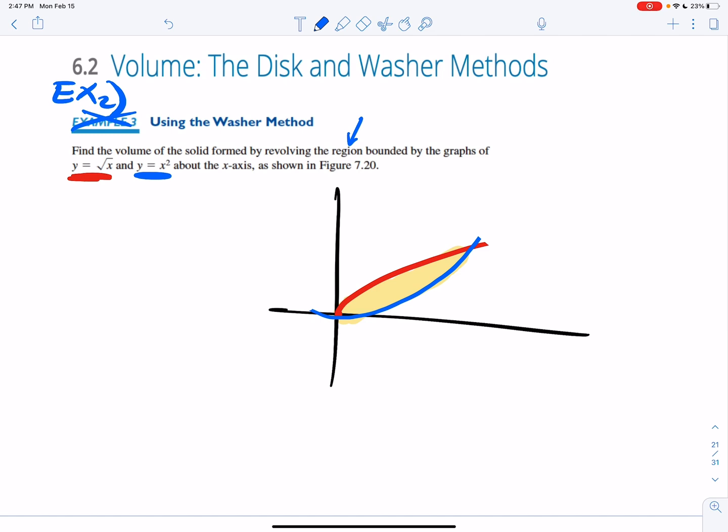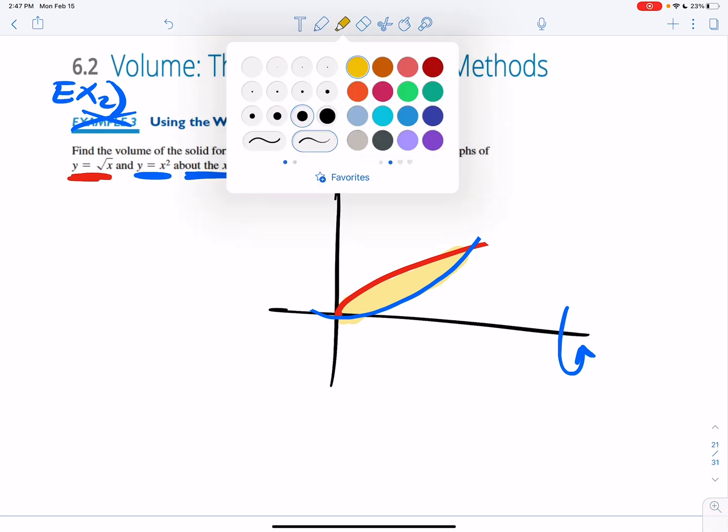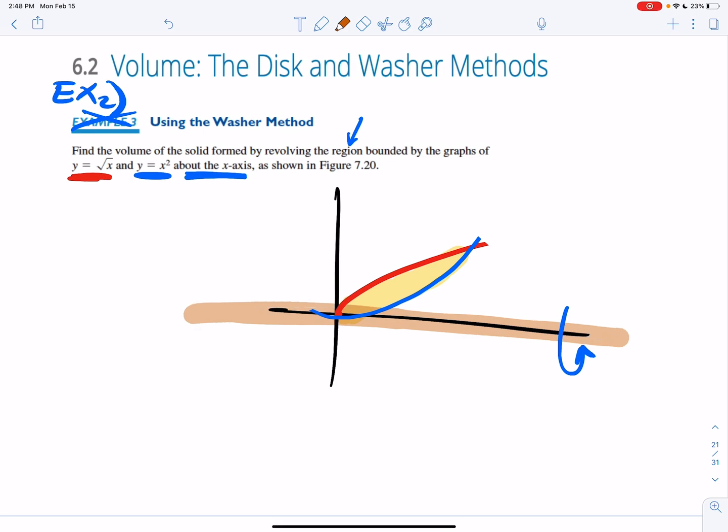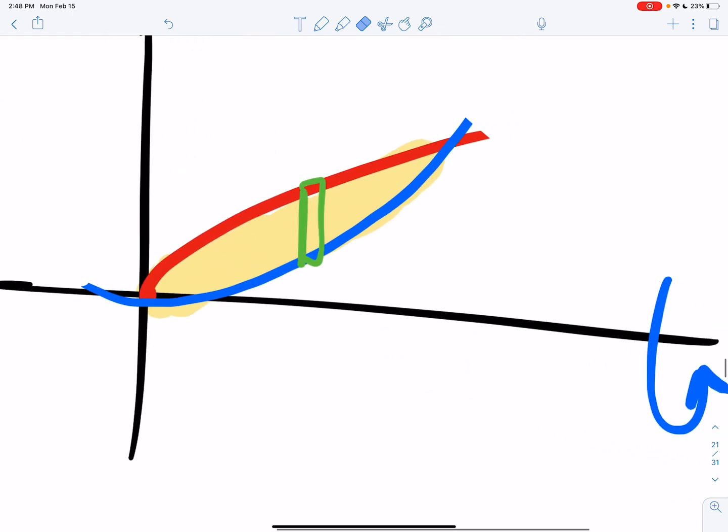We will revolve this about the x-axis, right here. Since it's a horizontal axis of revolution, I know that my rectangles have to be perpendicular to it, so I'm going to draw a vertical rectangle. Now let me get rid of this highlight so you can see. If you think about just that green rectangle, notice how there's a gap right here. So I know there's going to be a hole, which is why we're going to have a washer.